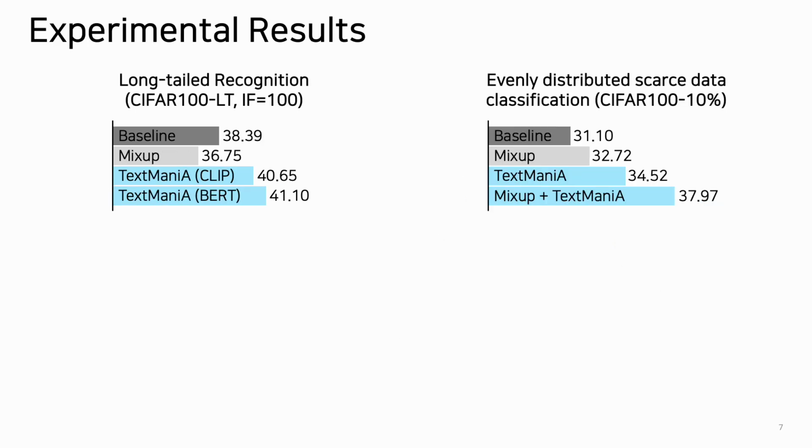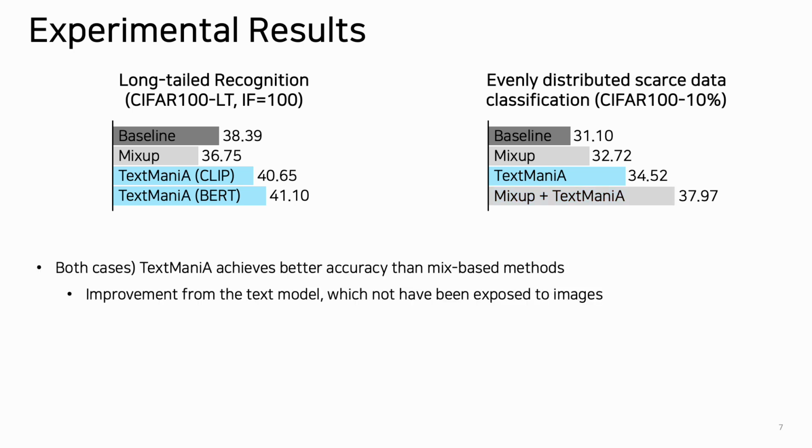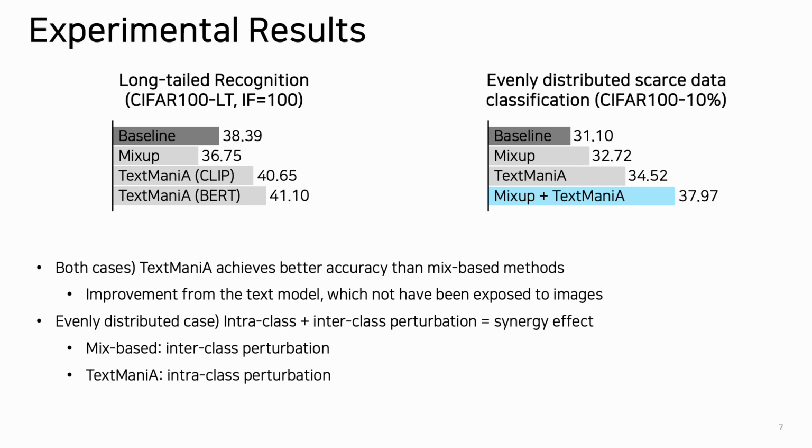Experimental results in the long-tailed recognition and scarce data classification demonstrate the effectiveness of our TextMania. In both cases, TextMania achieves better accuracy than mix-based methods. Surprisingly, the text model brings improvement to visual classification tasks, although they have not been exposed to images. And when we use the mix-based method and our TextMania together in an evenly distributed case, it brings a synergy effect. This is because they handle different levels of perturbation. The mix-based method is an inter-class perturbation, and our TextMania is an intra-class perturbation.